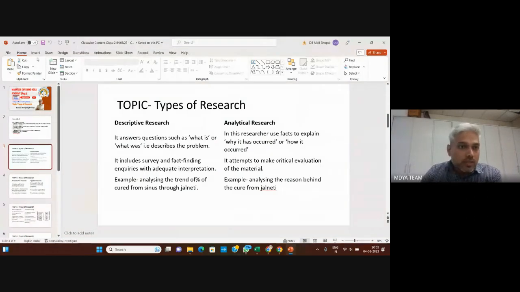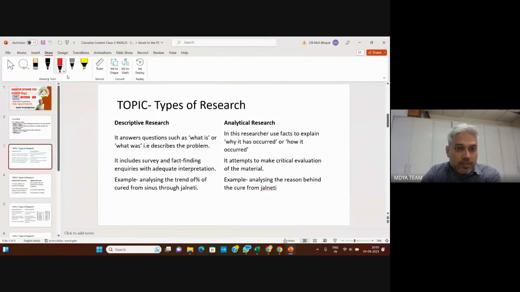So, first, we will compare them side by side. There are 8 to 9 types of research which we will compare side by side, right? First, we will discuss descriptive and analytical research. First, understand descriptive research. It answers questions such as what is or what was. That is, it describes the problem.